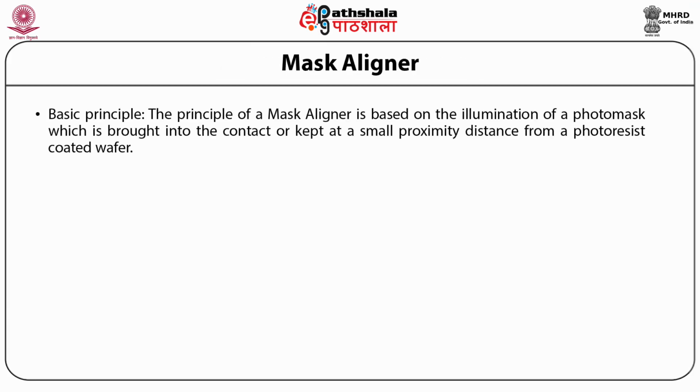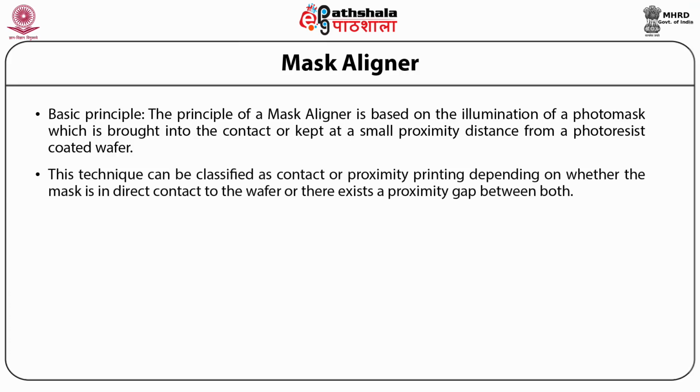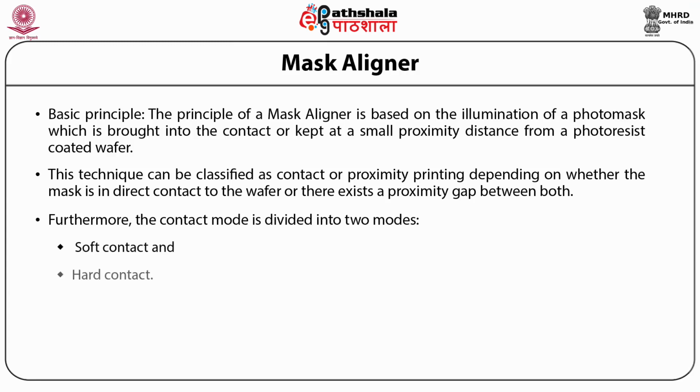Basic principle of mask aligner. The principle of the mask aligner is based on the illumination of a photomask which is brought into contact or kept at a small proximity distance from a photoresist coated wafer. This technique can be classified as contact or proximity printing depending on whether the mask is in direct contact with the wafer or there exists a proximity gap between the two. Furthermore, the contact mode is divided into two modes. First, the soft contact and second, the hard contact.